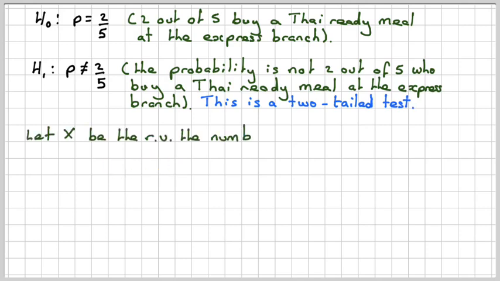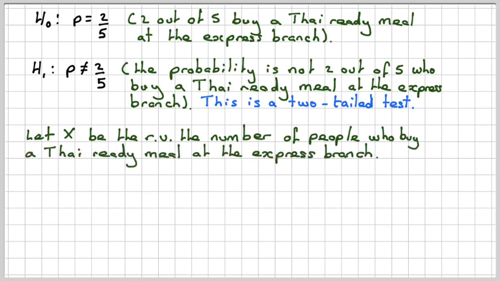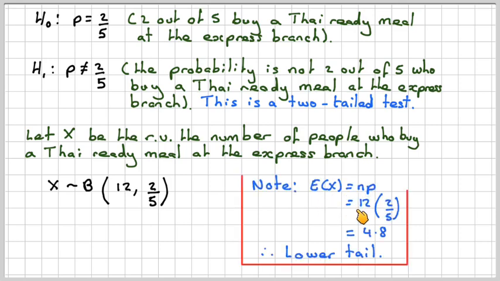Let X be the random variable, the number of people who buy Thai ready meals at the express branch, and therefore X will be binomially distributed with 12 and 2/5. Note the mean for this binomial distribution is np, which is 12 times 2/5, which is 4.8. And so we have a bit of a dilemma with the two-tailed test. Do we look at the upper tail or the lower tail? We're only interested in 2, which is less than that, so we should go for the lower tail. So we need to calculate the probability of X being less than or equal to 2 for this distribution.